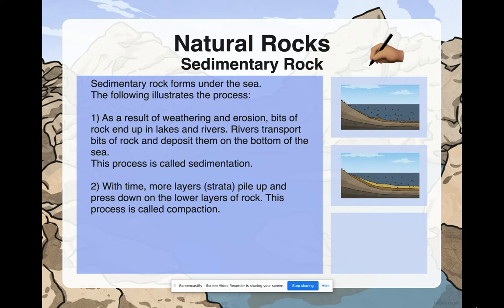And then the second part is that with time, more layers pile up and they press down on the lower layers of the rocks. This process is called compaction.